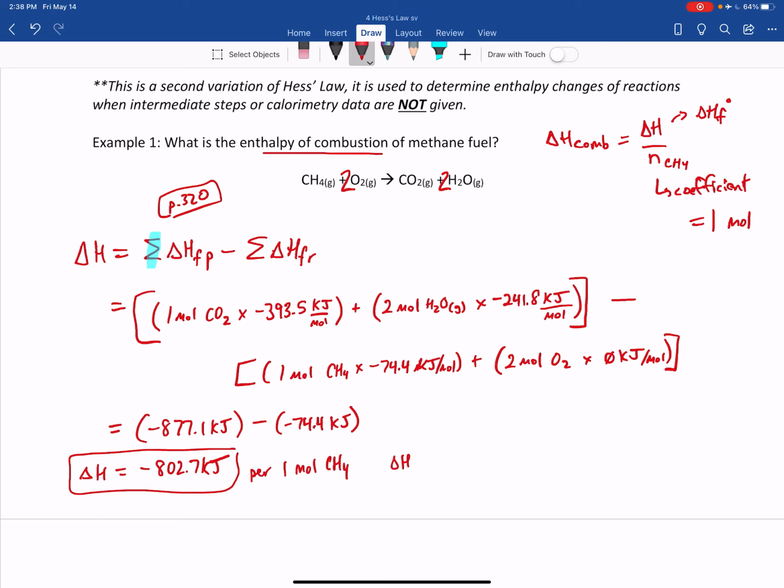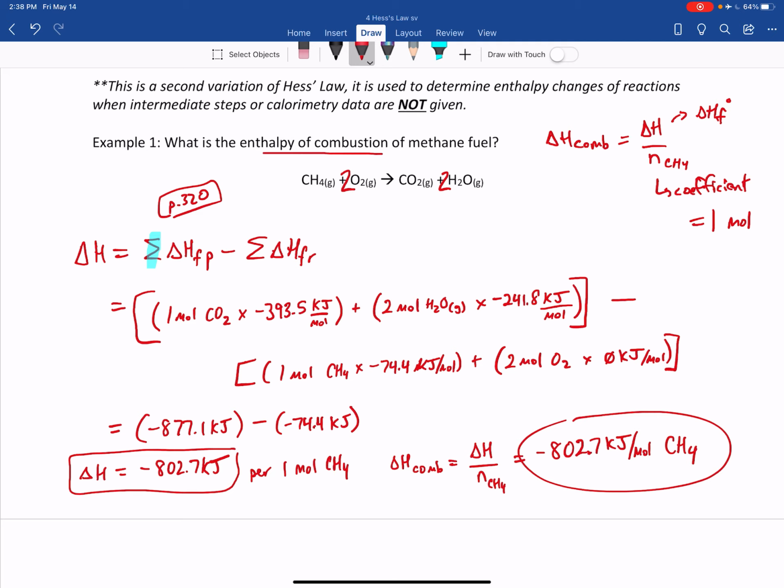So our molar enthalpy of combustion is going to be delta H over n of CH4. We have no other data here, so this is what we're using, and we'll get negative 802.7 kilojoules per mole of methane. So no matter what reaction we carry out now, we know that every mole of methane that reacts releases 802.7 kilojoules. So if we have a specific amount, we could go ahead and apply that to it, and we'll do that in the second one.